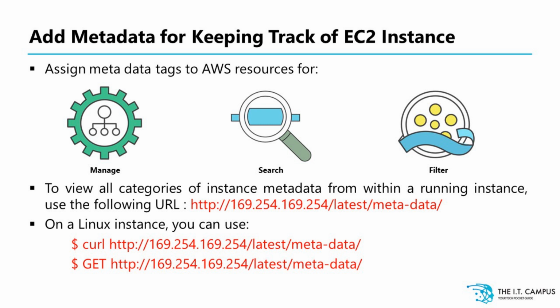Next is adding metadata for keeping track of EC2 instances. AWS allows customers to assign metadata to their AWS resources in the form of tags. Each tag is a simple label consisting of a customer defined key and an optional value that can make it easier to manage, search, and filter resources. Users can view all categories of instance metadata from within a running instance using the following URL: 169.254.169.254/latest/meta-data. On a Linux instance, you can use the curl or GET command with the URL. All metadata is returned in a text format.